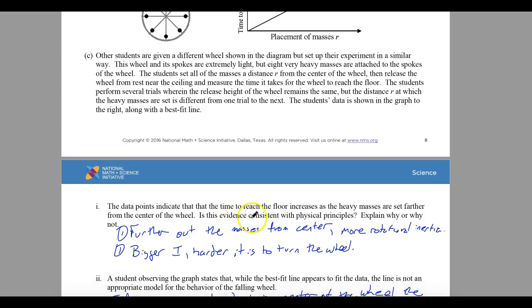They want to know, is the evidence consistent with physical principles? Yes, the further out the masses are, the more rotational inertia. The bigger the rotational inertia, the harder it is to turn the wheel. So as you get those masses further out, it's harder to turn the wheel, and that just takes more time.